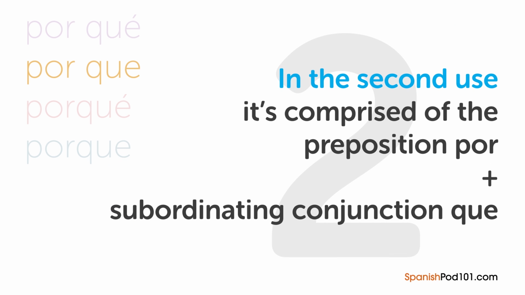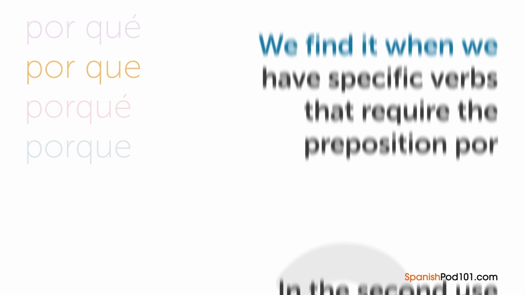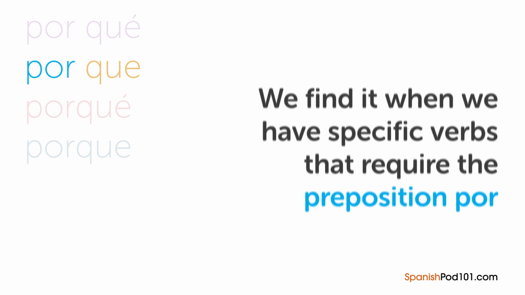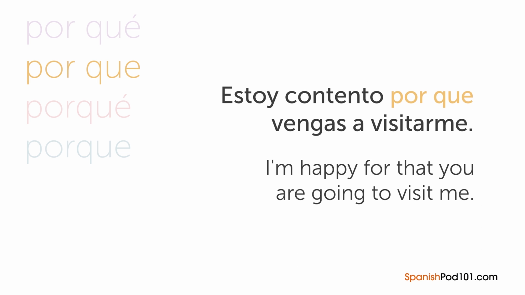In the second use, it's comprised of the preposition por plus the subordinating conjunction que. We find it when we have specific verbs that require the preposition por. For example, estoy contento por que vengas a visitarme. Literally translated as I'm happy for that you are going to visit me.